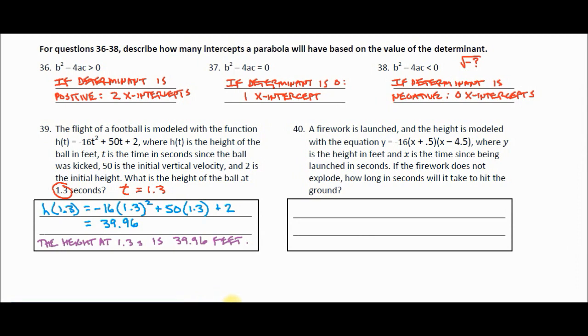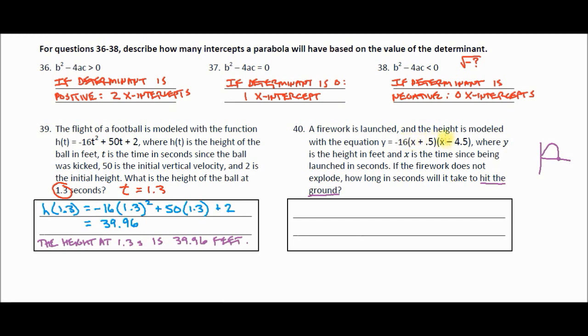Oh, sorry, not a similar problem. A firework is launched and the height is modeled with the equation y equals -16 times (x plus 0.5) times (x minus 4.5), where y is the height in feet and x is the time since being launched in seconds. If the firework does not explode, how long in seconds will it take to hit the ground, class? When we are hitting the ground, we are hitting the x-axis. That means we are looking for x-intercepts here.